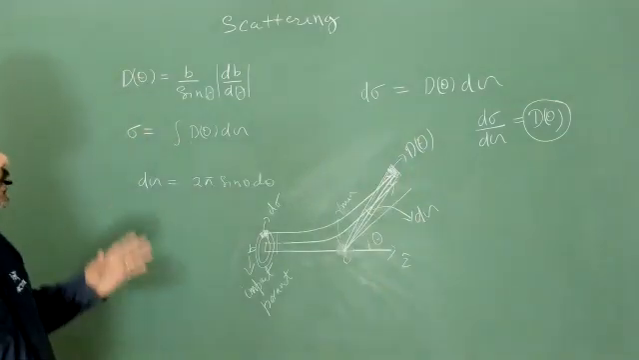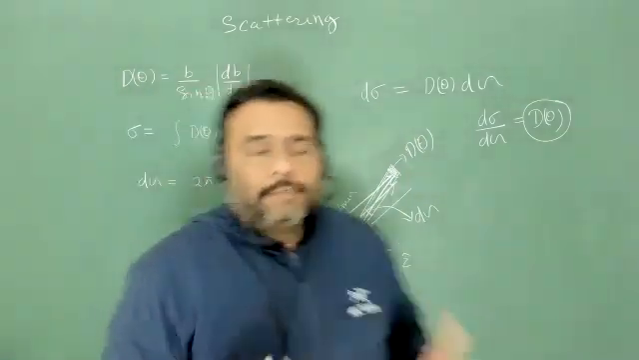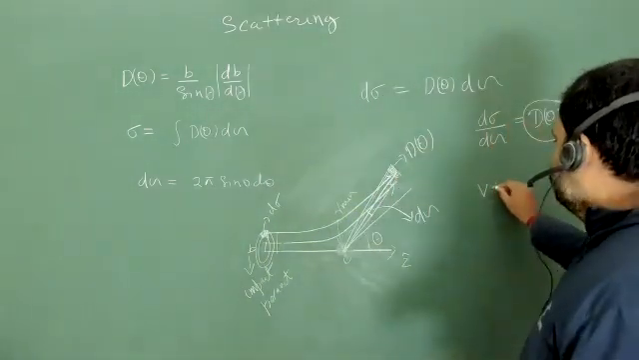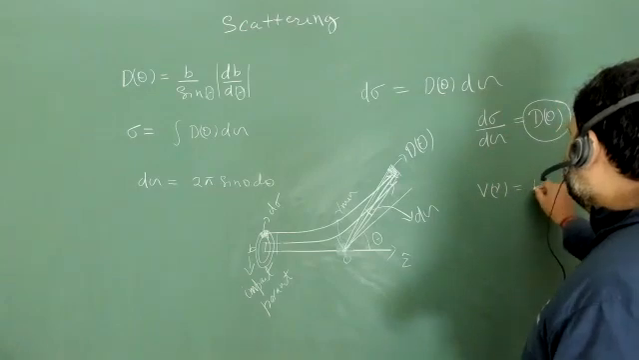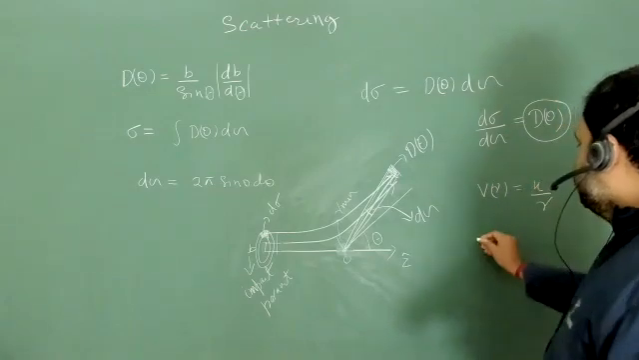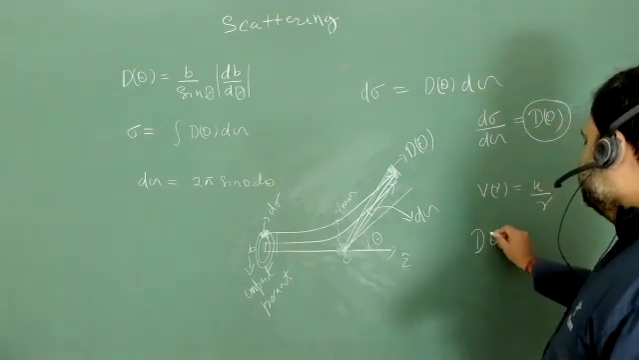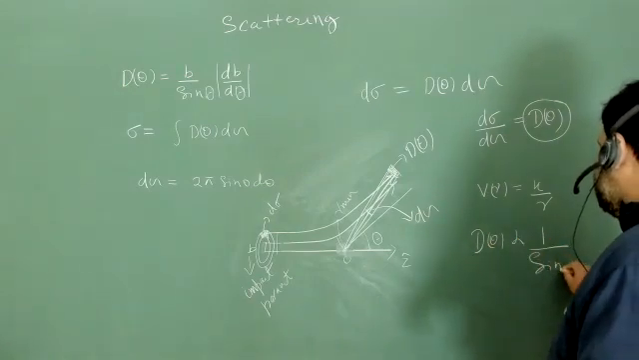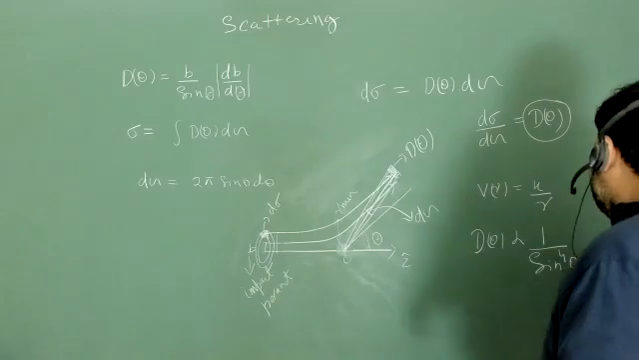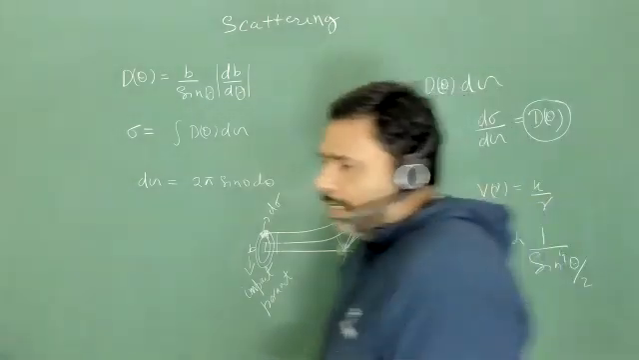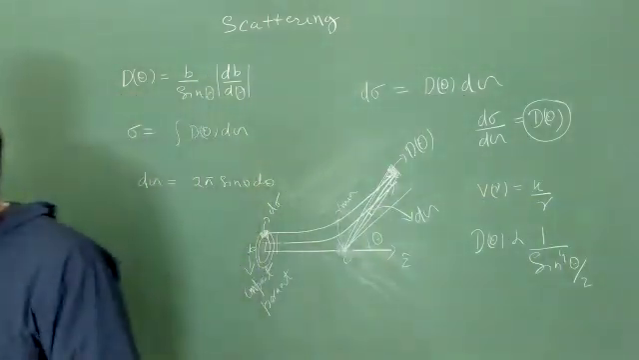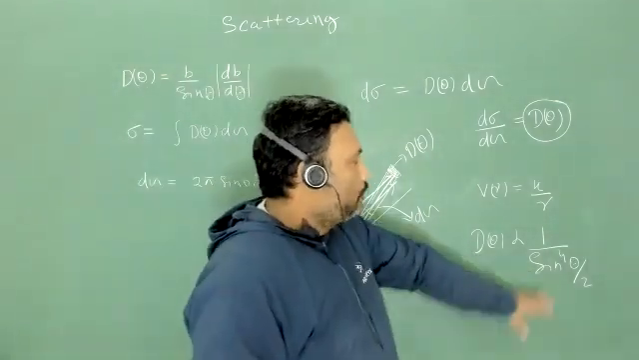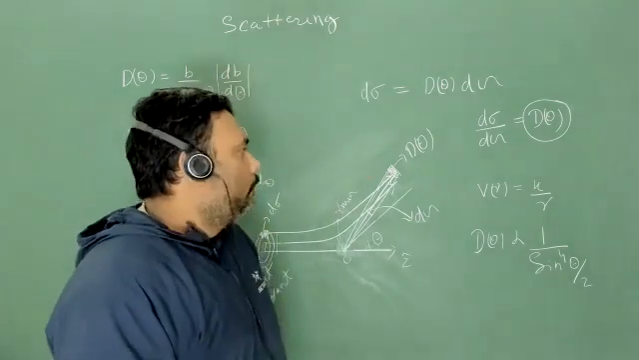But yes, there are different types of potential. In the last class we talked about the potential V(r) equal to some k by r, and there we saw that d sigma by d omega is proportional to 1 upon sine to the power 4 theta by 2, isn't it? We have seen this, and we have also derived this particular thing, and this is basically known as Rutherford scattering.